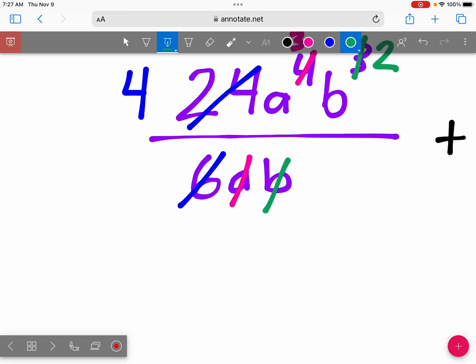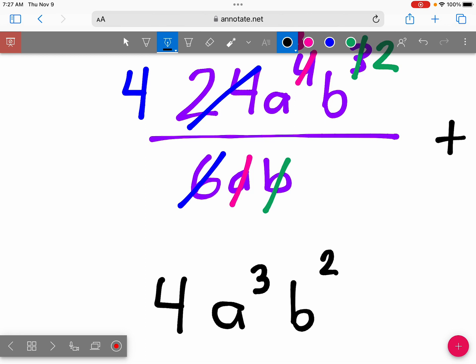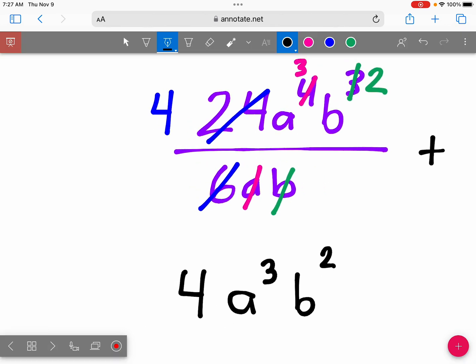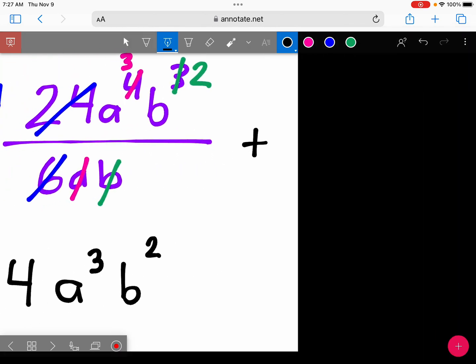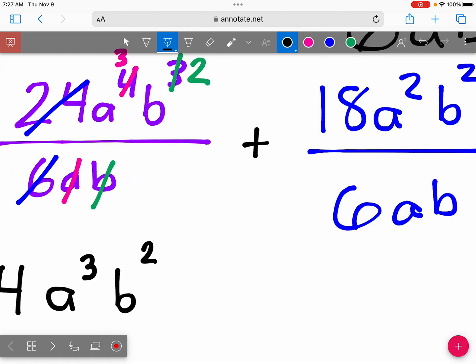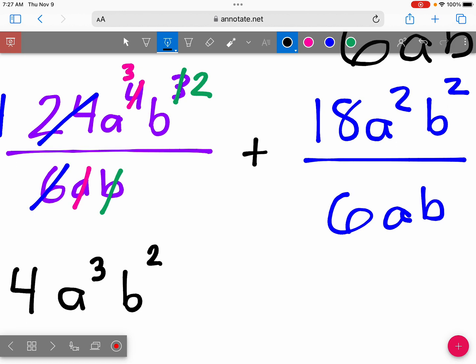And now this looks all kinds of gross and weird. So we're going to rewrite it. 4 a to the 3rd b squared. That is that first term simplified. And then we get to do it again. I'm going to drop this operation. We're going to do the same kind of thing over here on the blue one.